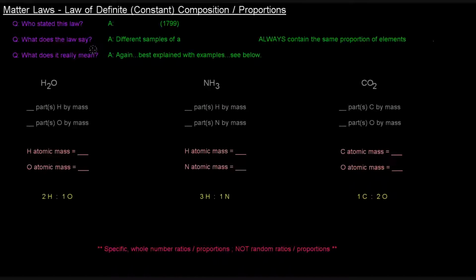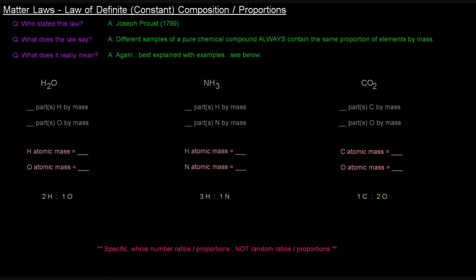Thank you and enjoy. Second matter law that we'll be talking about is the law of definite composition, or the law of definite proportions, also known as the law of constant composition. So who stated this law? It was this French guy named Joseph Proust. If that pronunciation is bad, I apologize. What does the law say, though? The law says that different samples of a pure chemical compound always contain the same proportion of elements by mass.